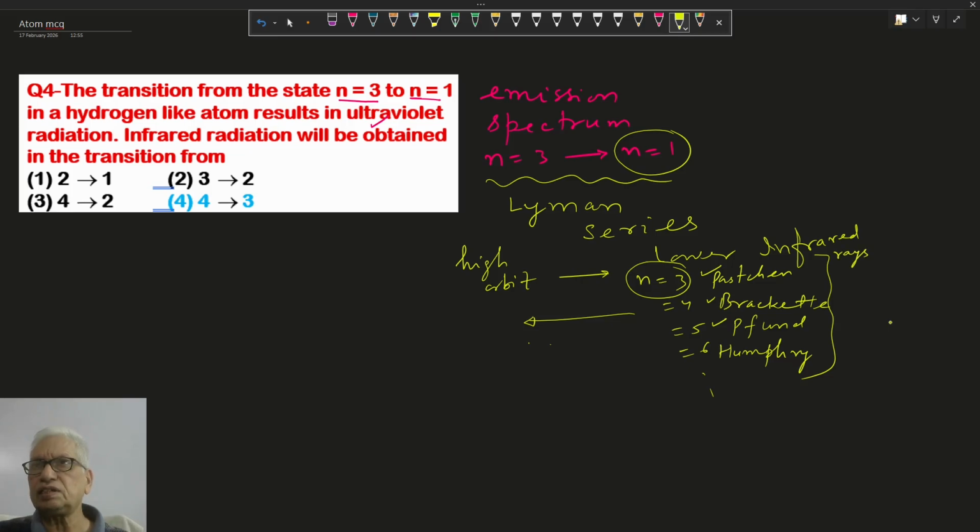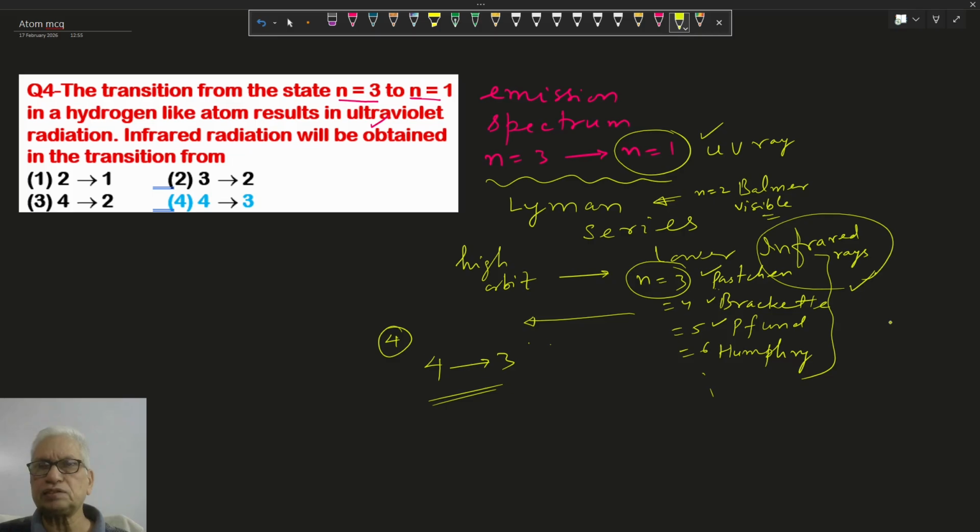So if the lower one is n equal to 1, this is the Lyman series, and n equal to 2 lower, higher 3 to 6, is the Balmer series. It is a visible spectrum. N equal to 1 for Lyman is UV rays. If the lower one is 3, 4, 5 and higher 4, 5, 6, this is all infrared radiation, for the Paschen and Brackett series. So here 3 should be the lower one. It means the only possible answer is 4 to 3. So this is the Paschen series.